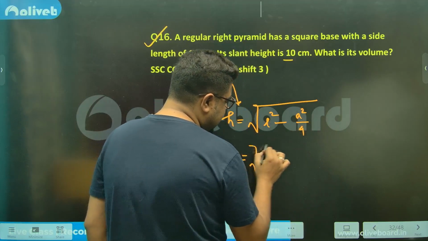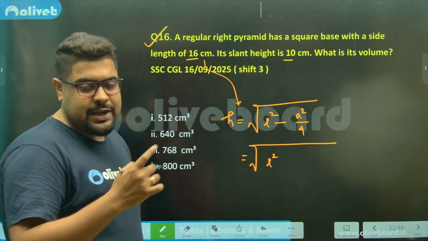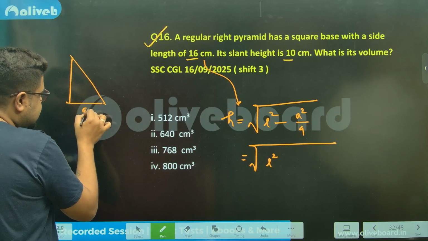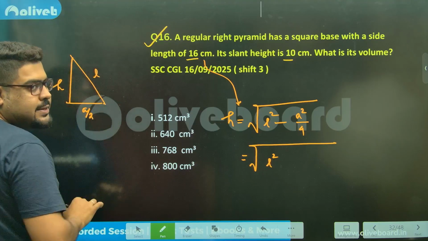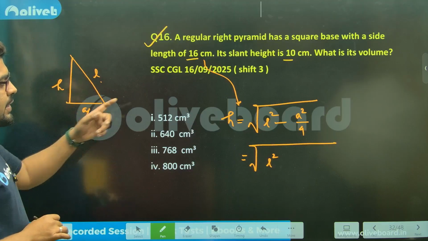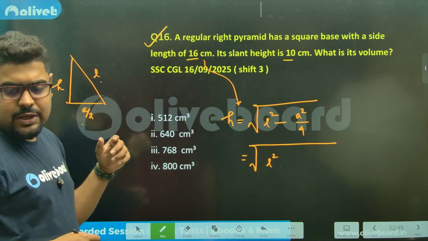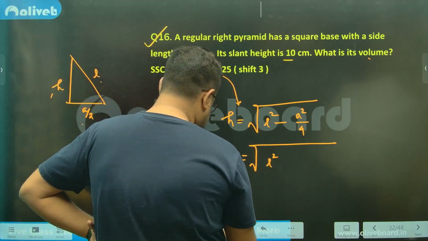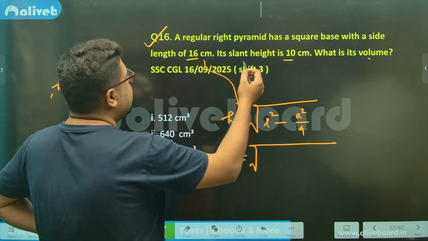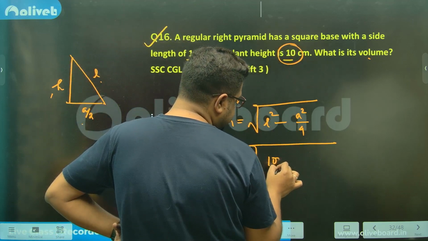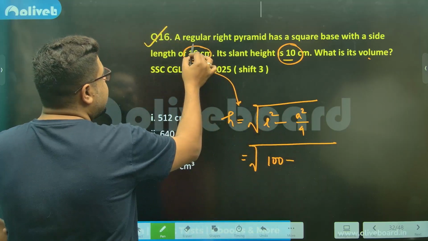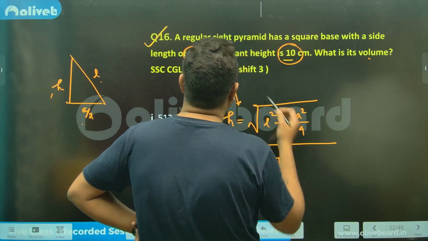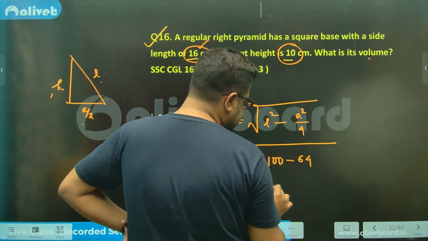Please try to visualize. Because slant height was making a triangle like this, where this was a by 2, this was height, and this was slant height. So if I know L and I know a by 2, I can find h. And if I know h, I can find the volume. So L square. Let's put the value. L is 10. So 10 square, 100. A is 16. So A square by 4, or rather, 8 square I can write. If you do, this is 36, meaning 6.